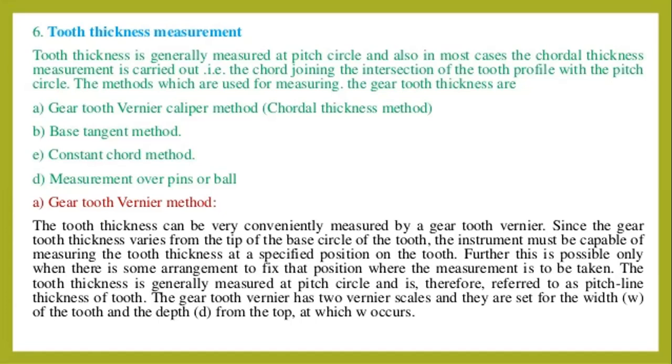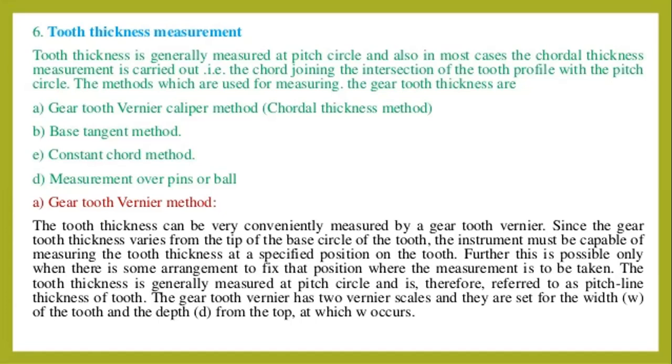So you all know about the difference between the chord and the diameter. The chord is a shorter distance than the diameter, and the diameter is the longest distance, which passes through the center of the circle. But the chord does not pass through the center of the circle. So that is the main difference here. So the chord is joining the intersection of the tooth profile with the pitch circle. So you are going to see it with the pitch circle only.